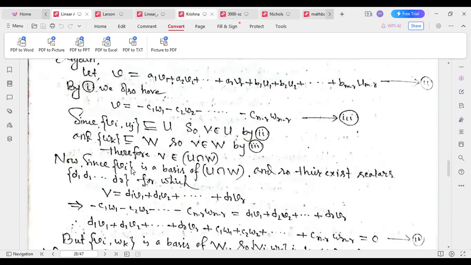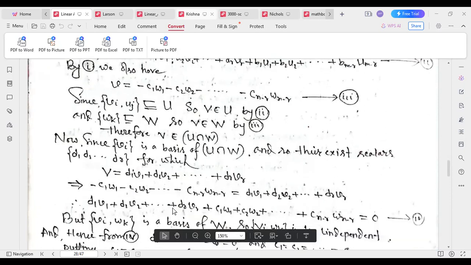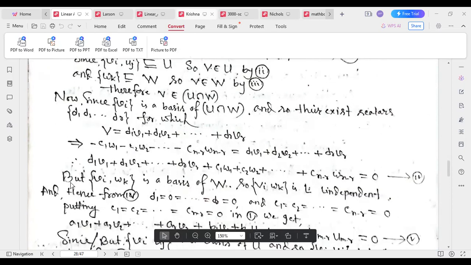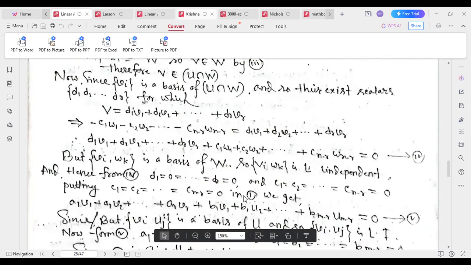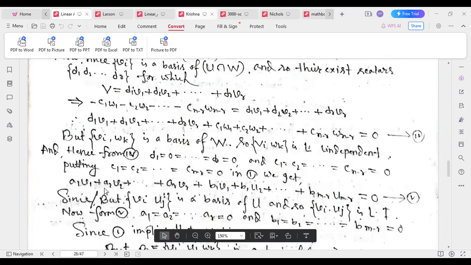Again, since B_U is the basis of this, there exist scalars d1, d2, ..., dr, for which we can write the linear combination of b as d1 b1 plus d2 b2 up to dr br. So this b equals minus c1 w1 and so on. So from both sides we can write this one. But B_W, A is the basis of W, so it is linearly independent. Hence from equation 4, all scalars are 0 individually. So putting c1, c2, up to c_(m minus r) as 0 in 1, we get this linear combination.